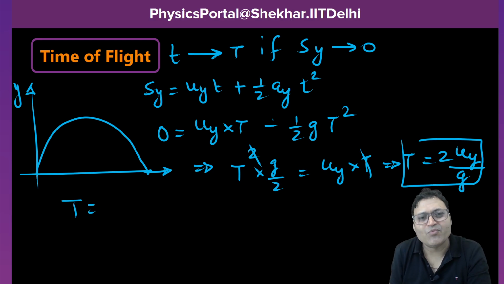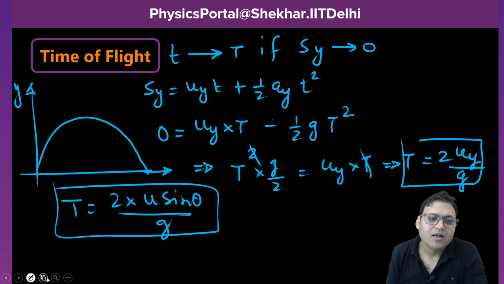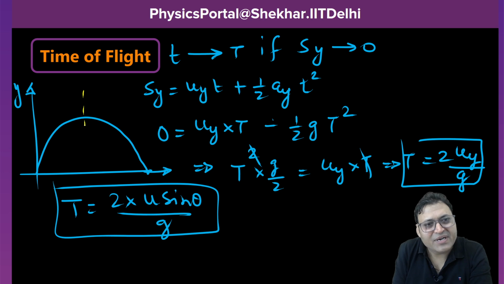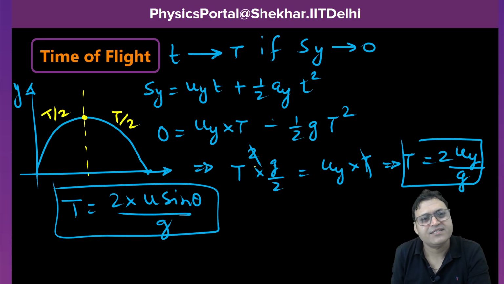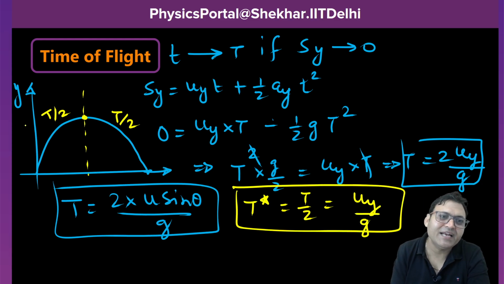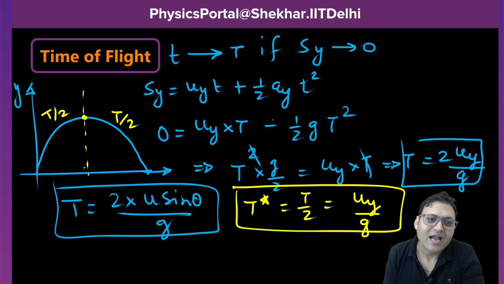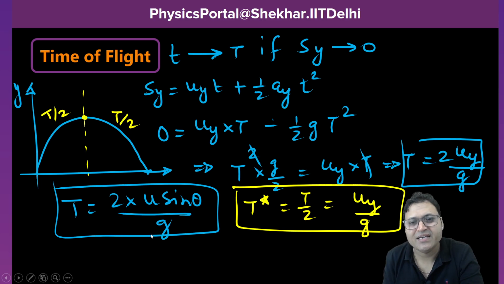Or we can say the time of flight will be equal to 2u sin theta by g, where uy is u sin theta. And from symmetry, we can say the time taken to reach the highest point is half of the time of flight. So to reach the highest point, it is T by 2, which is uy by g. These expressions can also be obtained by assuming the motion in the y direction only, motion under gravity. So 2u by g is the total time of flight, and to reach the highest point, it is u by g.